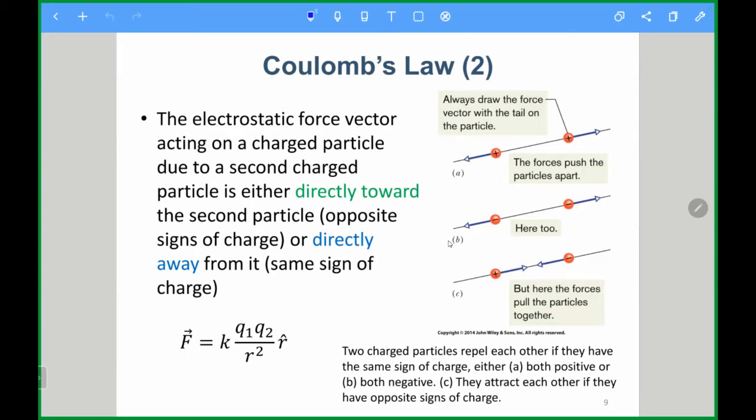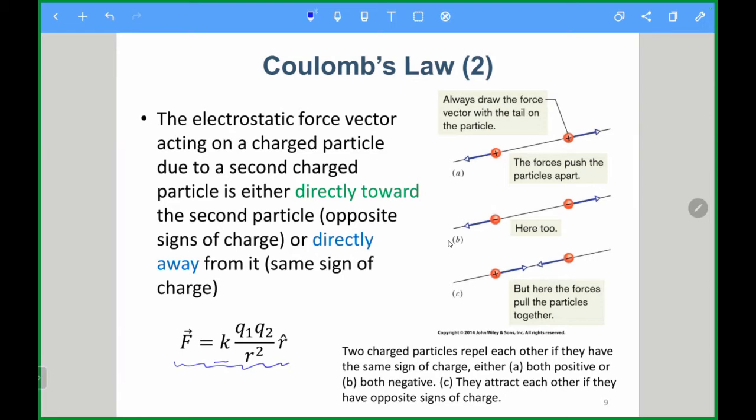Okay, so for this Coulomb's law, there is some interesting insight within this equation, or within this formula. In the previous slide, we used 1/4 pi epsilon rather than k, but here we already define k as 1/4 pi epsilon, so we just write it as this expression.